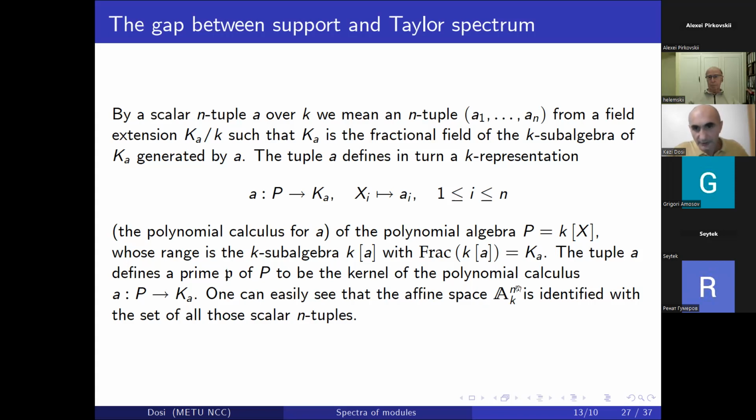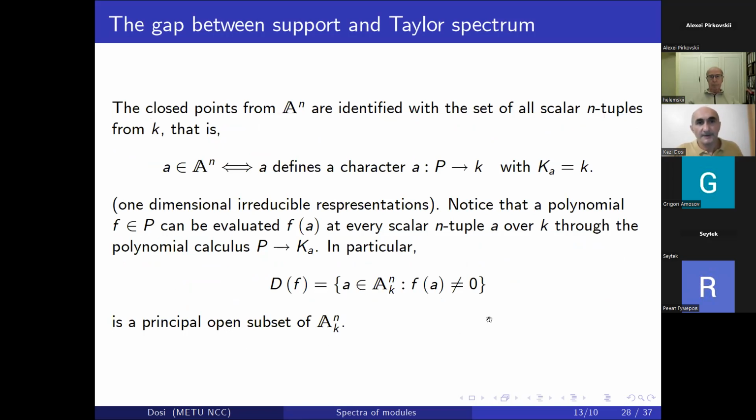So using this language, actually, you can identify affine space with the set of all those scalar n-tuples. They are the same. There is a bijection between them. For example, the closed points. So what is the closed point? A scalar tuple from K, actually. So that means K of A is just K, right? So A belongs to affine space. A defines the character. That's exactly a character, right? A homomorphism from P to K, whose image K of A is K. And so one-dimensional irreducible representations, if you wish.